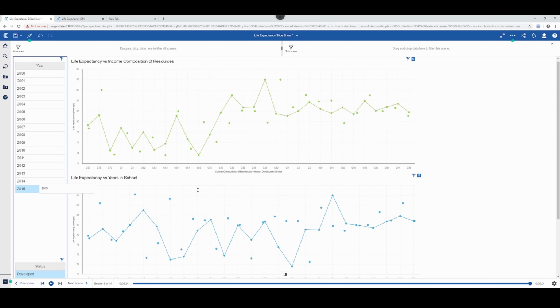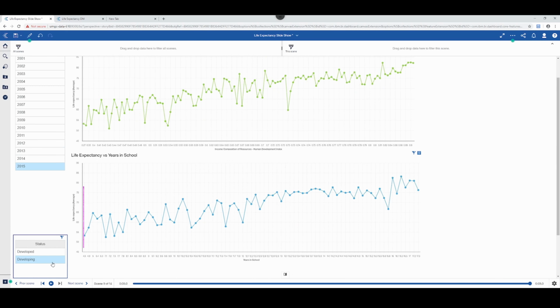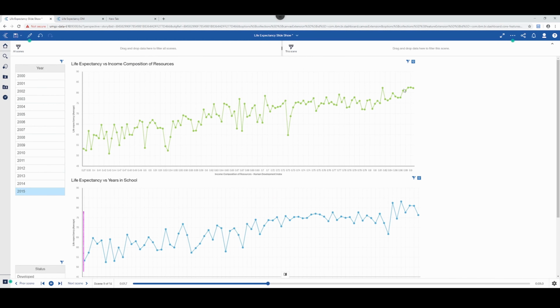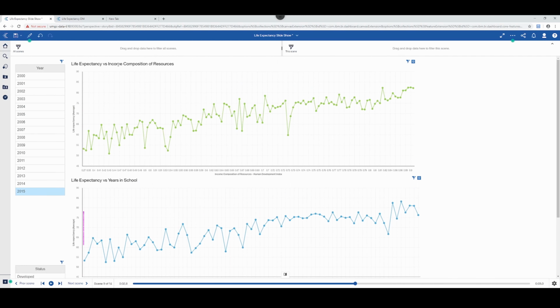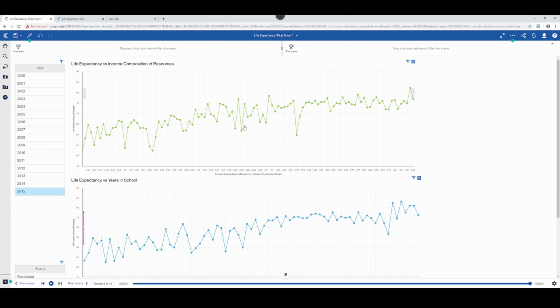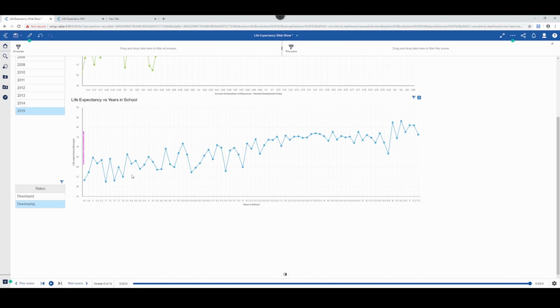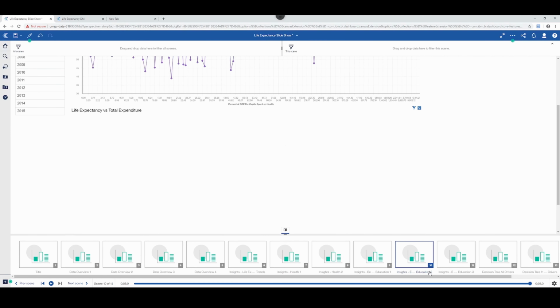So if we go back to most recent year, which is 2015, it increases to 0.95, and then developing countries increase to 0.9. And again, here the correlation is very easy to see for both the Human Development Index and for years in school. Okay, so let's move on to the next slide. Here we have scene 10.